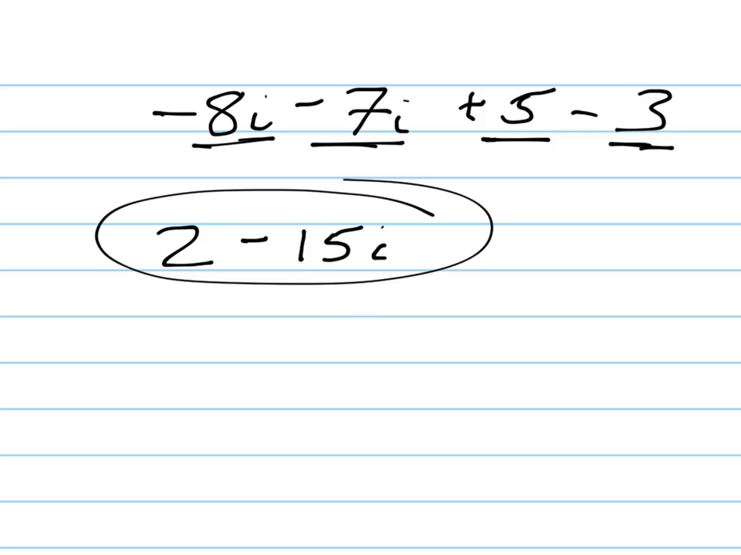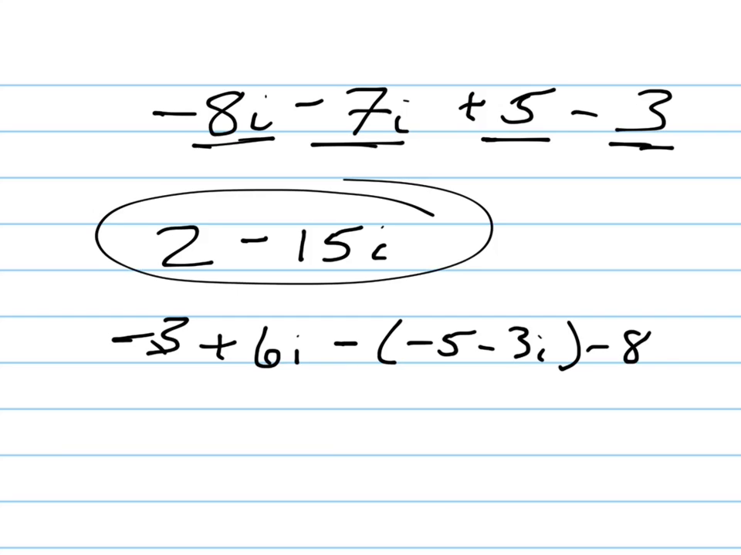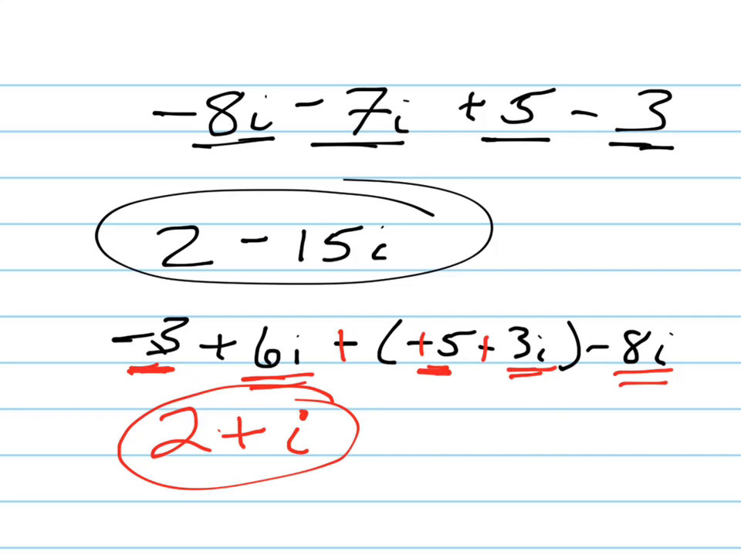Let's try another one. Make it a little bit more complicated this time. -3 plus 6i minus -5 minus 3i minus 8i. It's just, again, adding like terms together, but distribute this in first. Now add your like terms. -3 plus 5 is +2. Positive 6i plus 3i is 9i minus 8i is 1i. So 2 plus i. That's the standard form of the complex number.